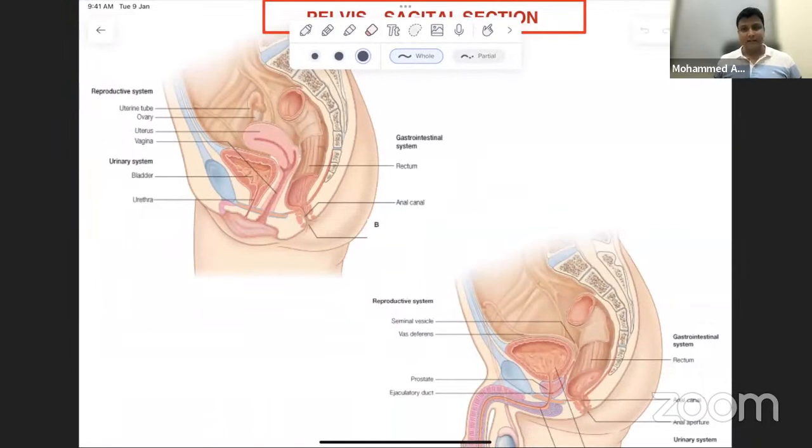First, look at this diagram. In this diagram you are able to see the sagittal section of the male pelvis and the female pelvis. Good evening, Dr. Vandana. My dear doctors, first have clarity about the pelvic diaphragm and the urogenital diaphragm.